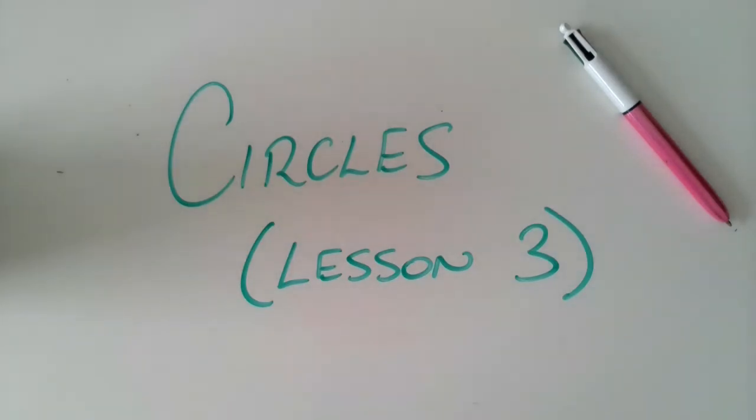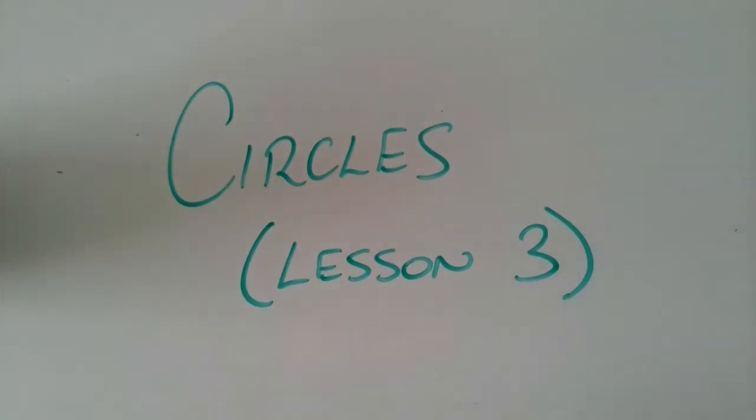Today's lesson is the third and final lesson on circles, and we're going to be completing some calculations using pi, which you found out about last lesson. And we found out that whenever you divide the circumference of a circle by its diameter, you get the value pi, which is 3.141, and so on.